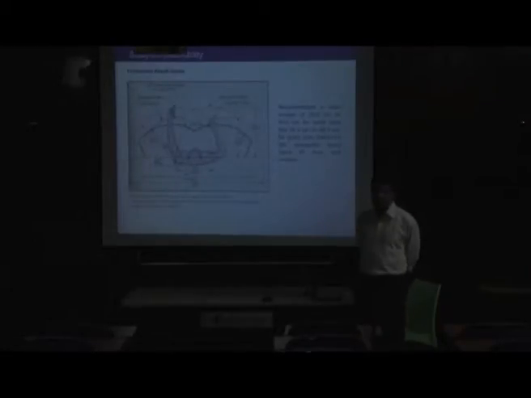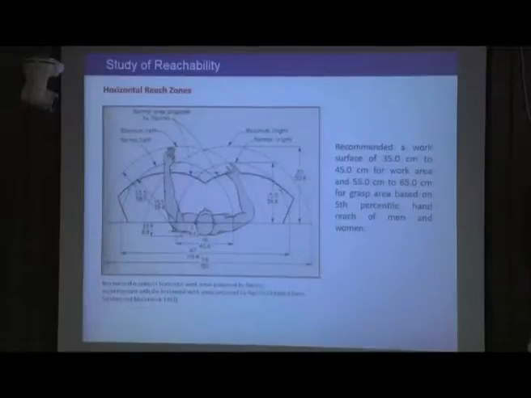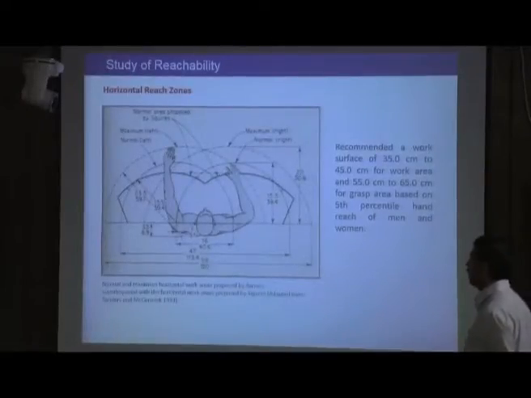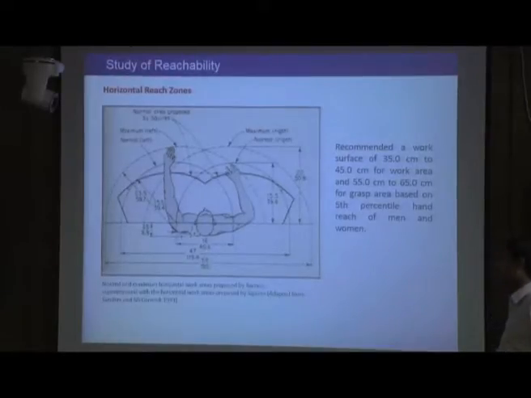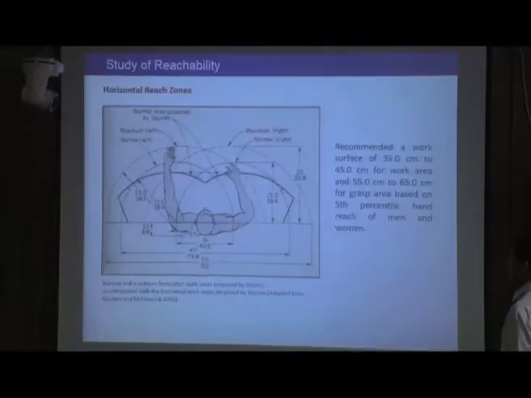Next, we are moving to reach analysis. Apart from clearance analysis, digital human modeling software are very useful for reach analysis. So here also contextual knowledge of reach evaluation is important. For that purpose, we are discussing this image. So normal and maximal horizontal work areas proposed by Barnes and superimposed with the horizontal work areas proposed by Squires, adapted from this source. So here, while some individual is sitting in front of a table, then these are the spaces.